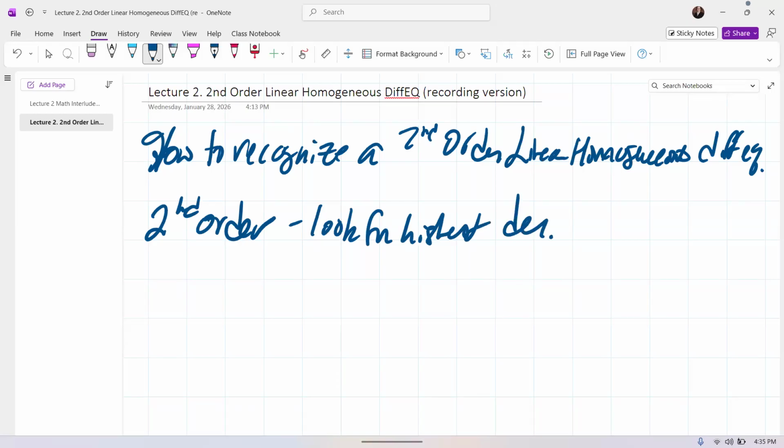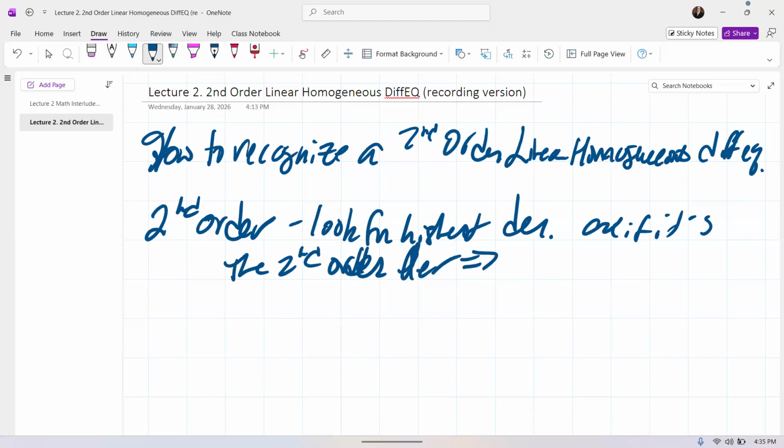And if it's a second order derivative, then it's second order. So you have the first derivative and the second derivative, like a single prime and a double prime. We're looking for the ones with the double prime, or a d squared x over dt squared, whatever variable it is you're working in. You're looking for the second order. Linear.